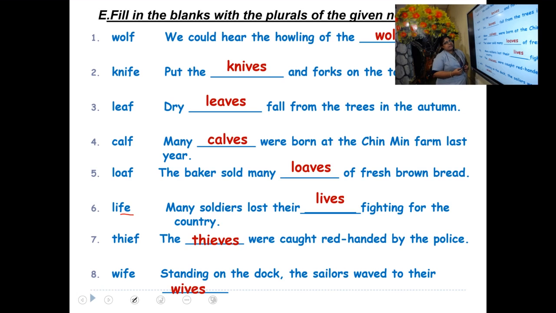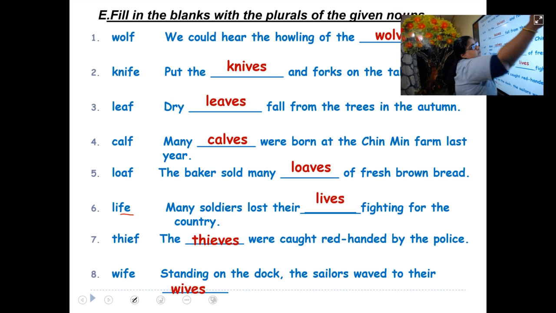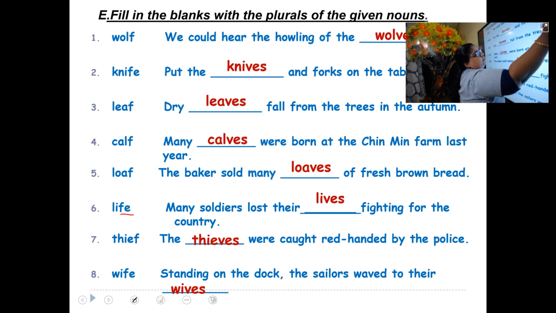Yes. So can we check all the questions once more? First one, we could hear the howling of the wolves. Second one, put the knife and fork on the table. Look at the next one, leaf. Dry leaves fall from the tree in the autumn. Fourth one, many calves were born at the farm last year.